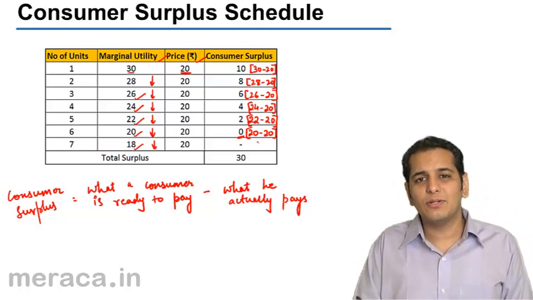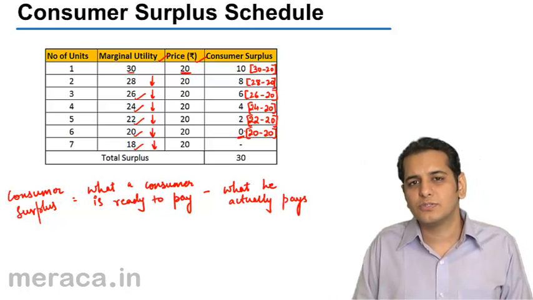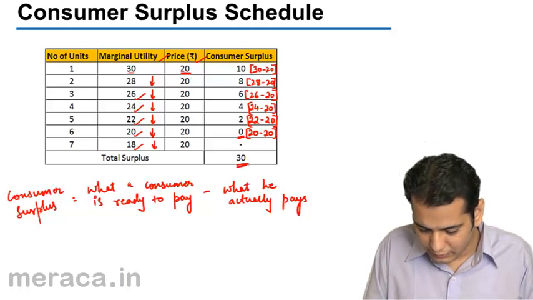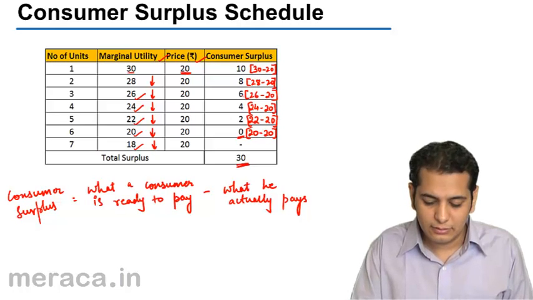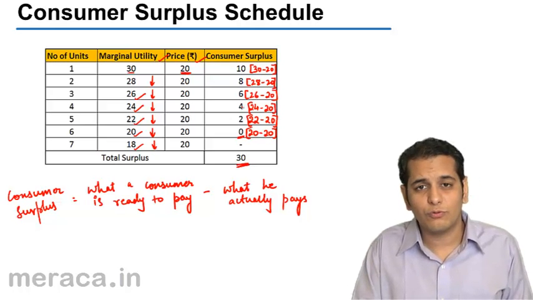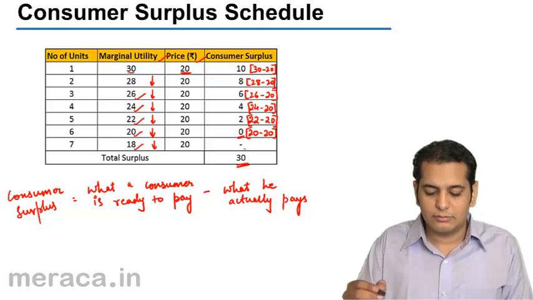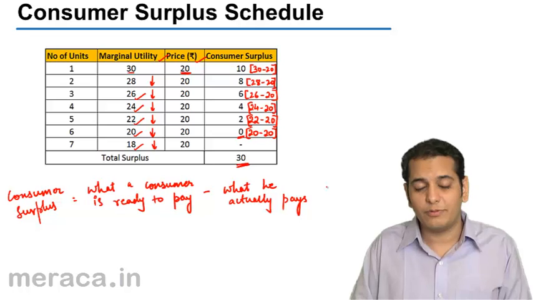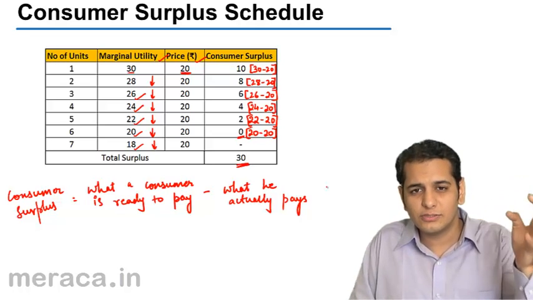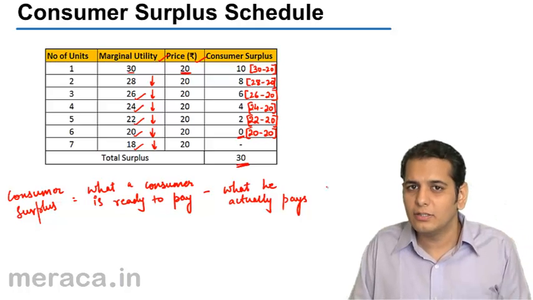So if we take a sum of the consumer surplus at all the levels, the total would be 30. 10 for the first chocolate, 8 for the second, 6 for the third chocolate, 4 for the fourth chocolate, 2 for the fifth chocolate, 0 for the sixth chocolate. The addition would be 30. So we can say when the consumer consumes 6 chocolates, his consumer surplus would be 30.